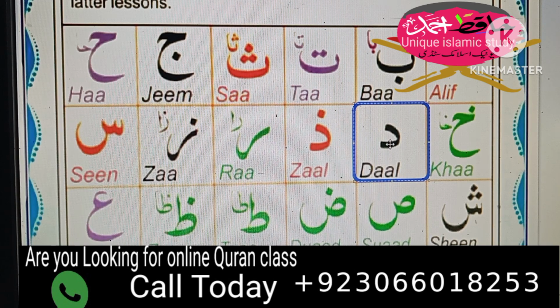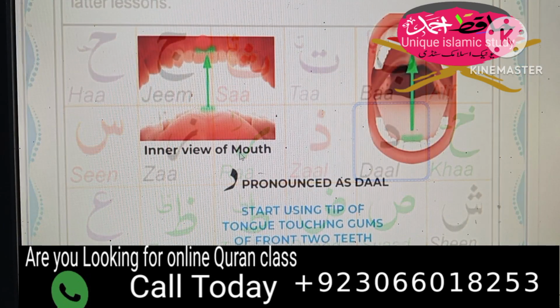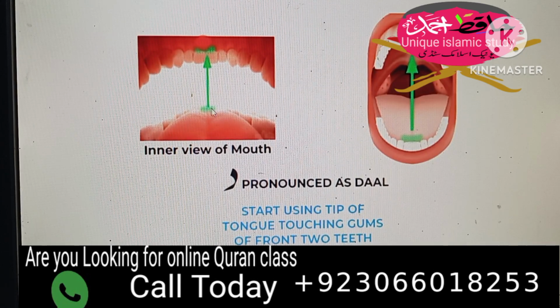Dal. Dal has no dot on it. Let me show you the origin of Dal, the inner view of mouth. This is tip of tongue, and this is the gums of front two teeth. So start using tip of tongue to touch gums of front two teeth.